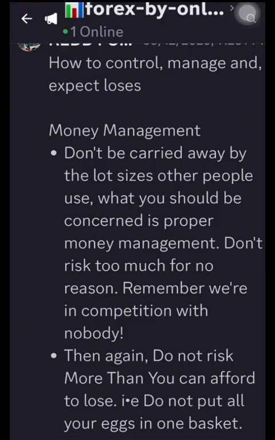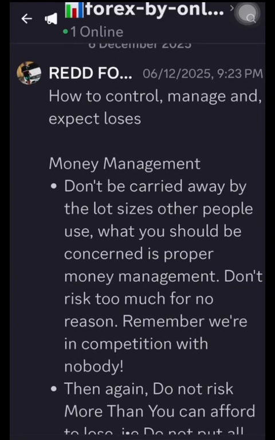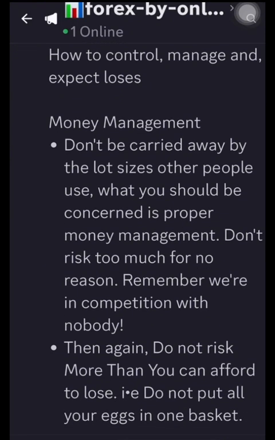Okay, how to control, manage, and expect losses. One, money management. The first one on money management is not to be carried away by the losses other people are using. What you should be concerned with is proper money management. What that means is, don't risk too much for no reason.